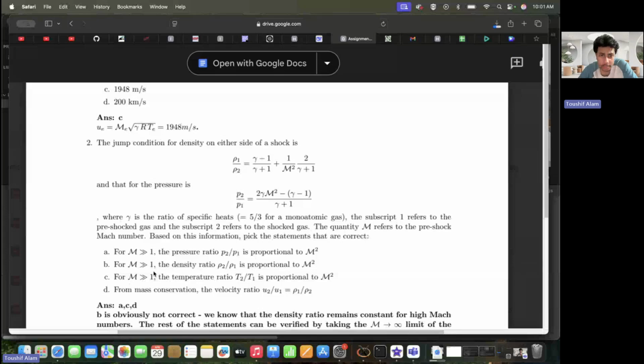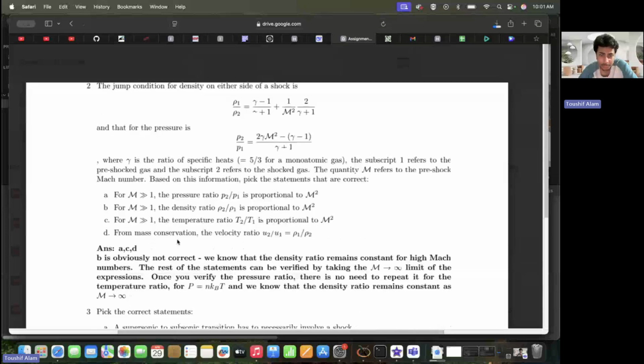C: for M much greater than 1, the temperature ratio is proportional to M square, because if we use the P equals n k T relation, you'll get that it is similar to P2 by P1, and since P is proportional to T. And D: from mass conservation, the velocity ratio U2 by U1 is equal to rho 1 by rho 2. I've already shown that, right? That rho 1 U1 is rho 2 U2.